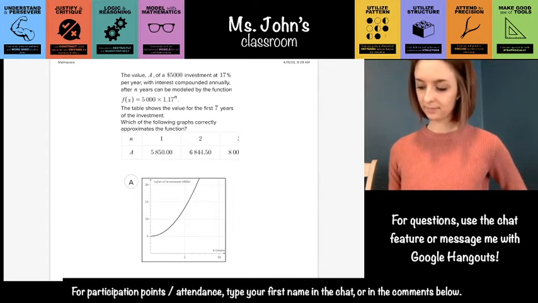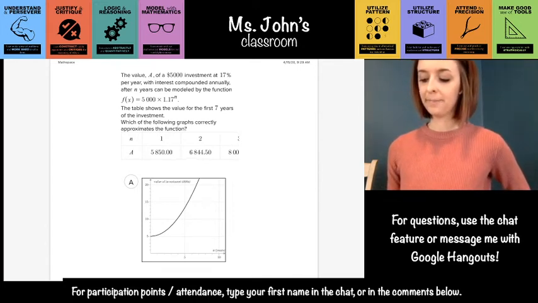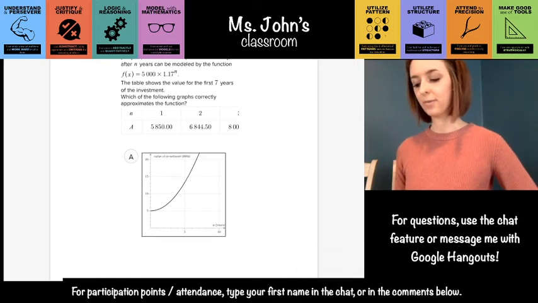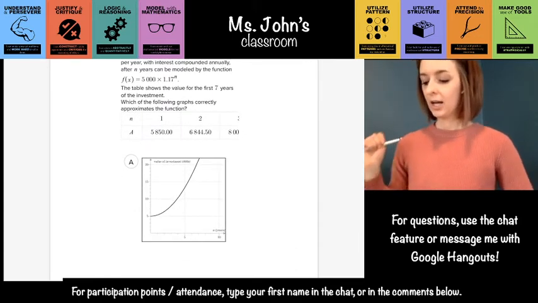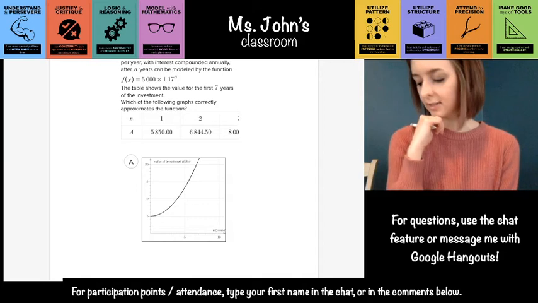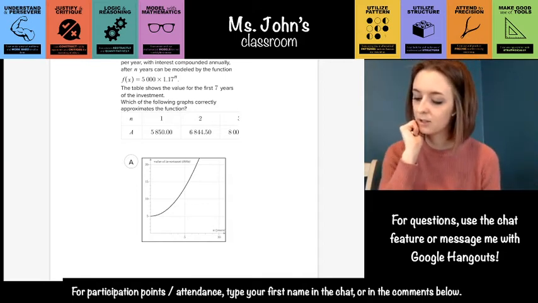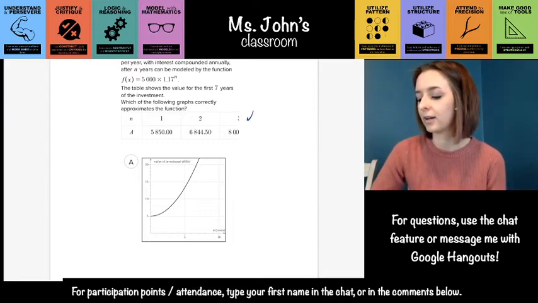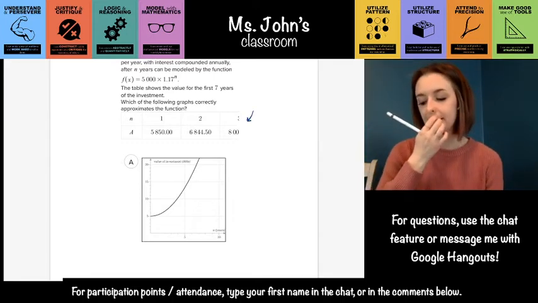This is number 7. The value of a 5,000 investment at 17% per year with interest compounded annually after n years can be modeled by that function. The table shows the value for the first 7 years of the investment. Which of the following graphs correctly estimates the function? So on yours, it will have the rest of the graph. Mine got cut off because it printed.